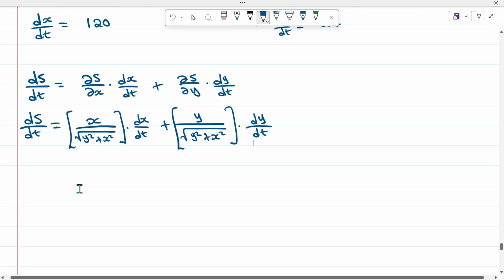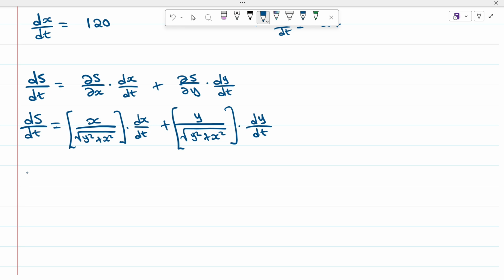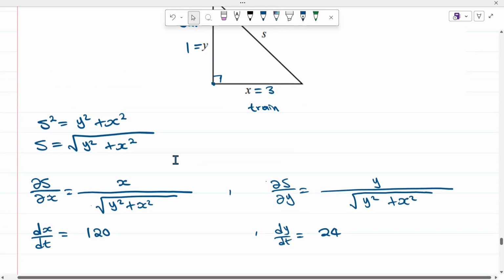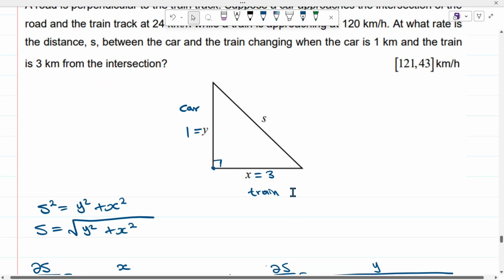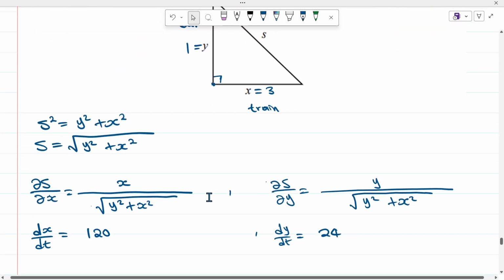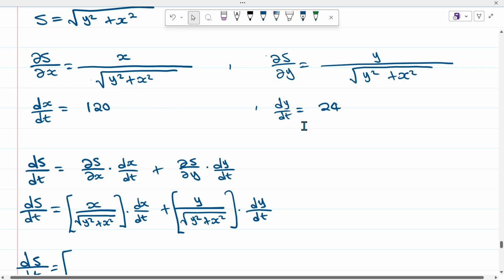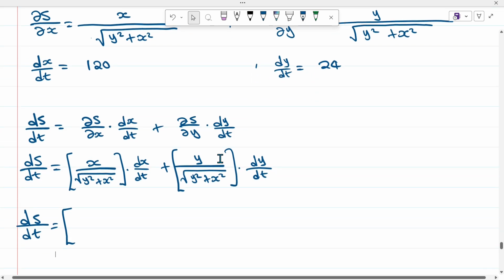And then from here, so the rate at which the distance s changes with time. On this step now we can substitute our values, because we have already discussed that x equals 3 and y equals 1. And then the values of the rates are there, so we're just going to substitute.